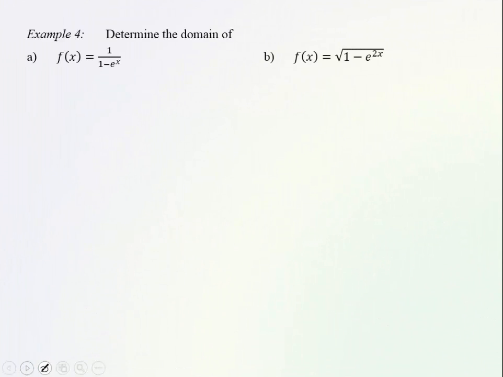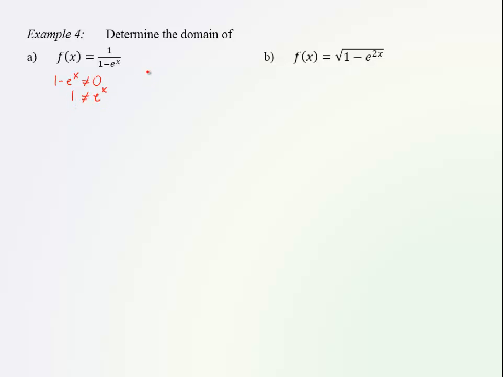Okay, let's determine the domain of these two functions involving exponents. Well, the first one, we need to protect the denominator. We need to make sure that 1 minus e to the x is different than 0. So as long as this condition is satisfied, we'll have our domain. So if a point satisfies this condition, a point belongs to the domain. When this happens, let's move the e to the x to the other side. E to the x must be different than 1.